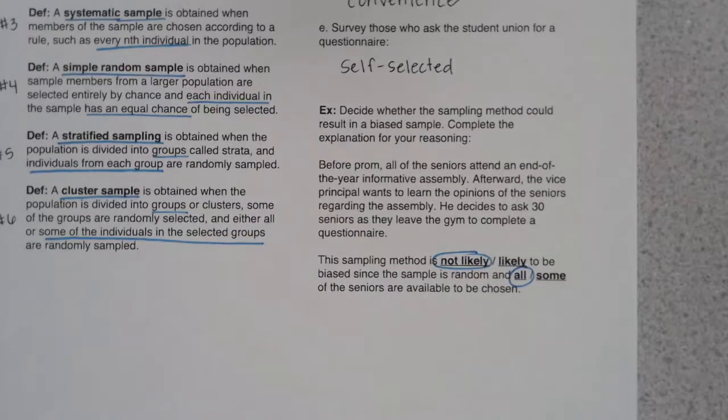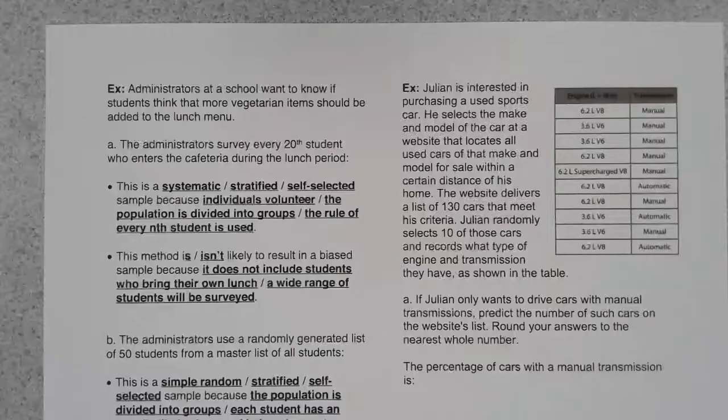So bias is going to come into play when you're asking the question in a place or you're asking a certain population of people or the way you're asking them the question might result in them answering it a little bit differently. All right, so moving on with some other examples. Administrators at a school want to know if students think that more vegetarian items should be added to the lunch menu. And so there's a couple different questions that follow up with this one.